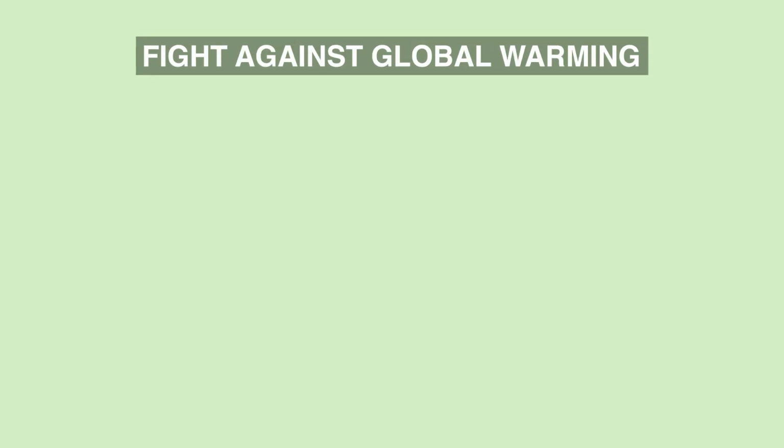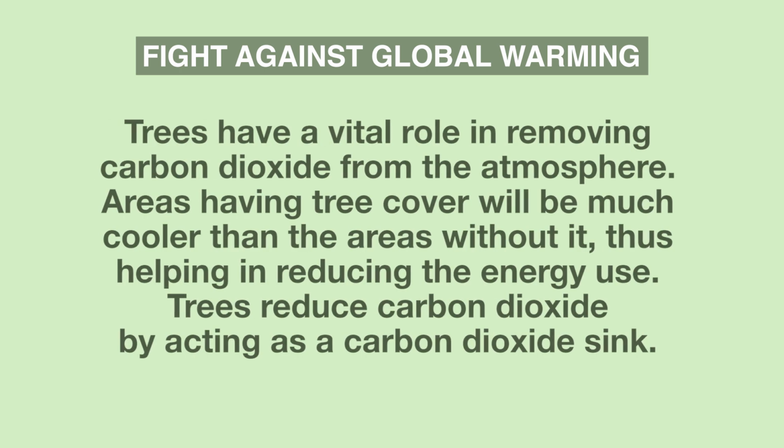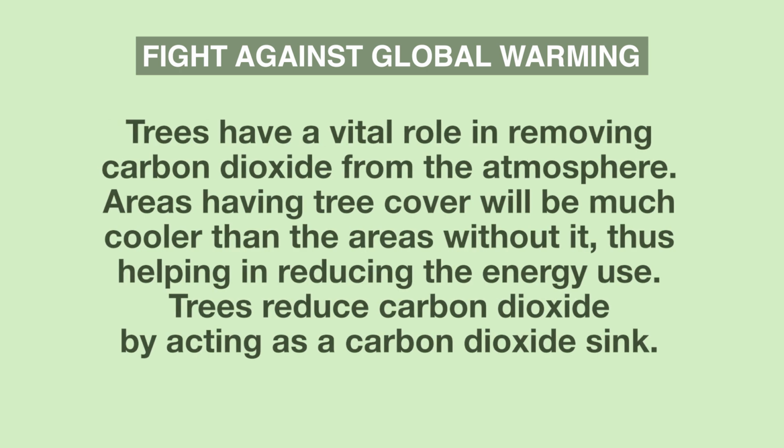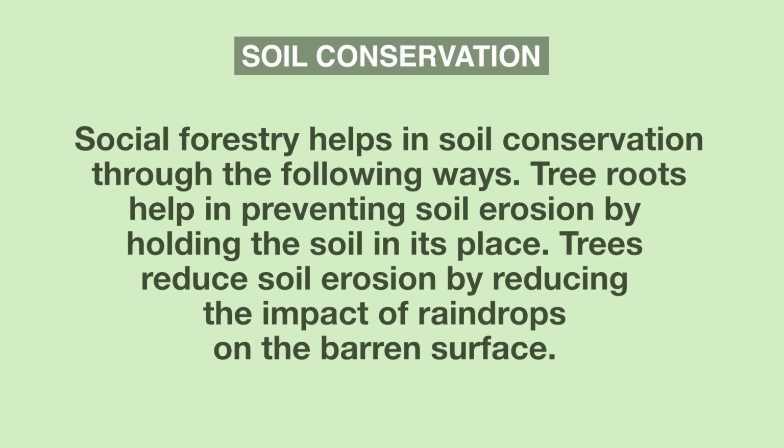So the first is fight against global warming. Trees have a vital role in removing carbon dioxide from the atmosphere, as we discussed earlier. And areas having tree cover will be much cooler than the areas without it, thus helping in reducing the energy use. Trees reduce carbon dioxide and thus act as a carbon dioxide sink, which is the main reason how it can decrease global warming.